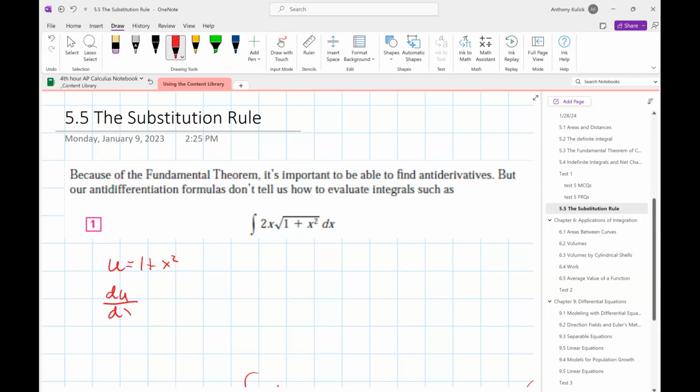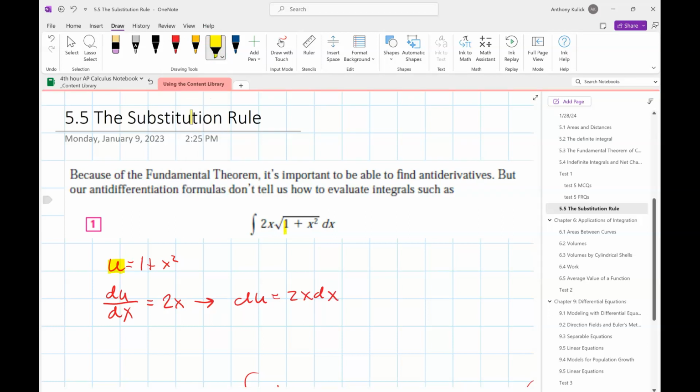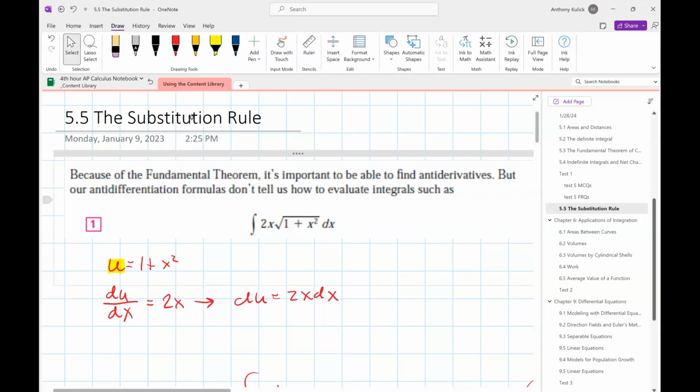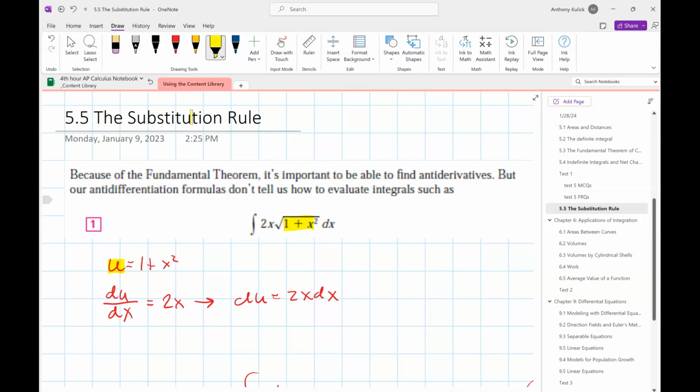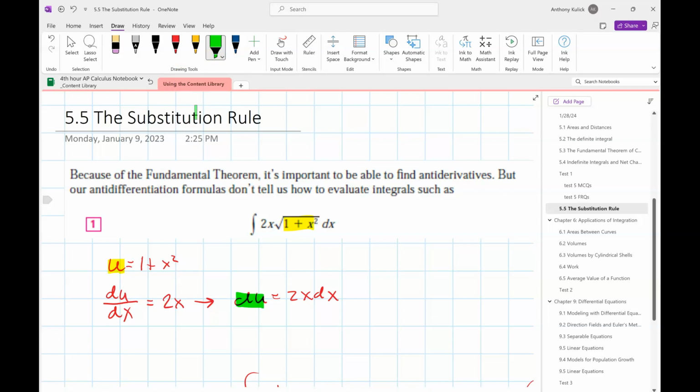So if I do du dx, then what is the derivative of u? 2x. And I'll just multiply both sides by dx. And my u is 1 plus x squared. And my du is 2x dx.